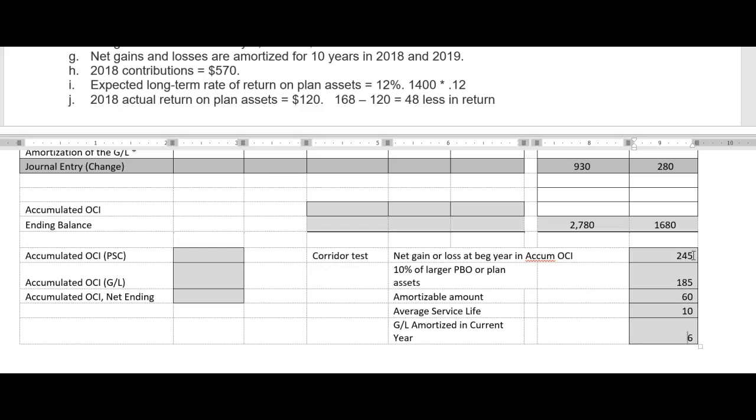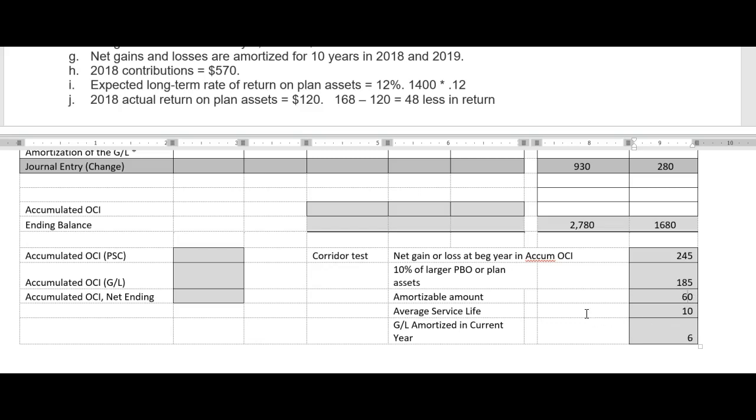But this must be larger. What does that mean? Well, just really quick, if this were 100, this would be 0 because you're not allowed to amortize anything, okay? It has to be greater than the balance. So at 245, it is 60 greater than the 10% of the larger. That allows us to amortize 60 over 10 years or 6.